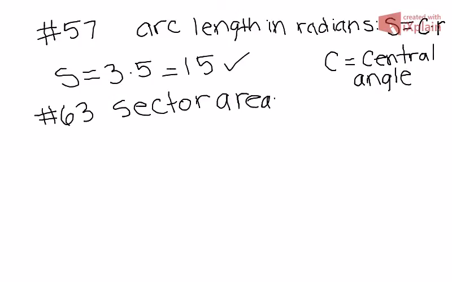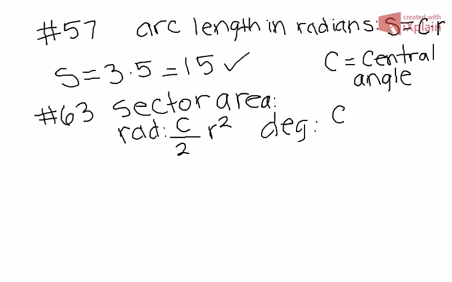All right, so the area of a sector, it's not too bad. We have two different types, right? We have one for radians and one for degrees. So for radians, we have c, that central angle, over 2, times r, the radius, squared. Okay, for degrees, we'll have c, that central angle, over 360, and then that is times pi r squared.